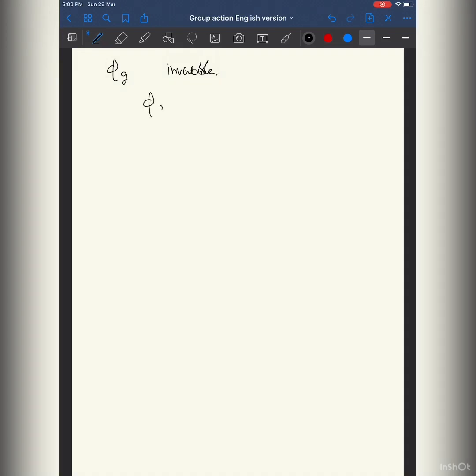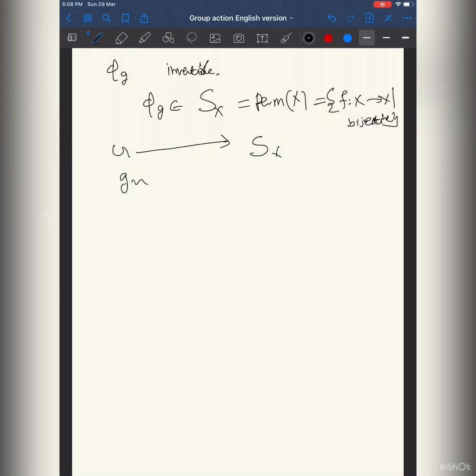That means phi_g belongs to S_X, the group of permutations of X. It is nothing but the set of all functions from X to X which are bijective or invertible, and this is a group. So finally we are getting a function from G to S_X, g goes to phi_g. Remember that this is a group, and this is also a group under multiplication, sorry, function composition. We are in a good situation now, we are no longer in a set. And now let's see.